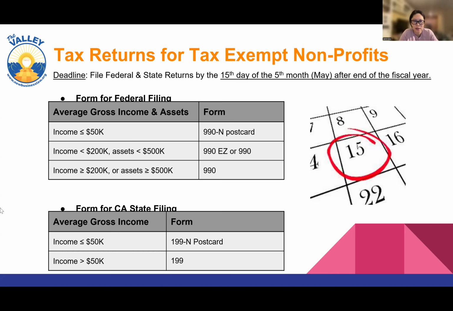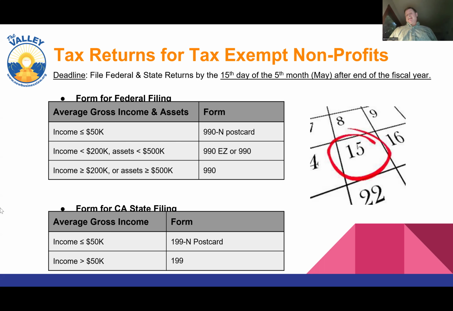And same idea for the state tax filing. The forms are 199N or 199, depending on your income and assets. But you will always need to do the tax returns. Yes, absolutely. And by the way, if you are in the top one here, their income was no greater than 50K.